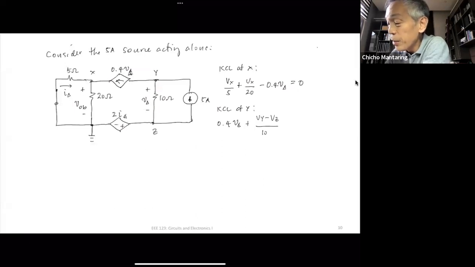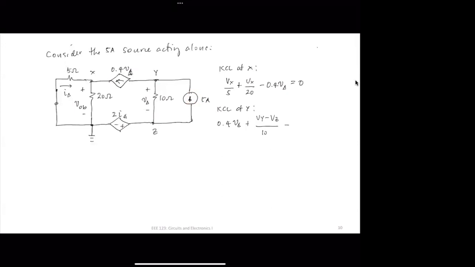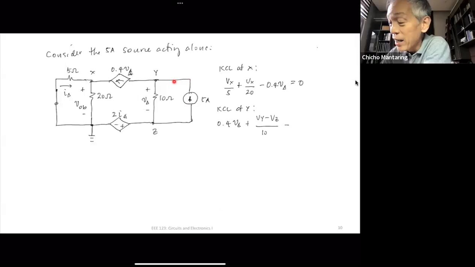Okay. Then what about this? Is this plus or minus? Plus. No, minus, no? Kasi papasok sa Y, right? So minus 5 is equal to 0.